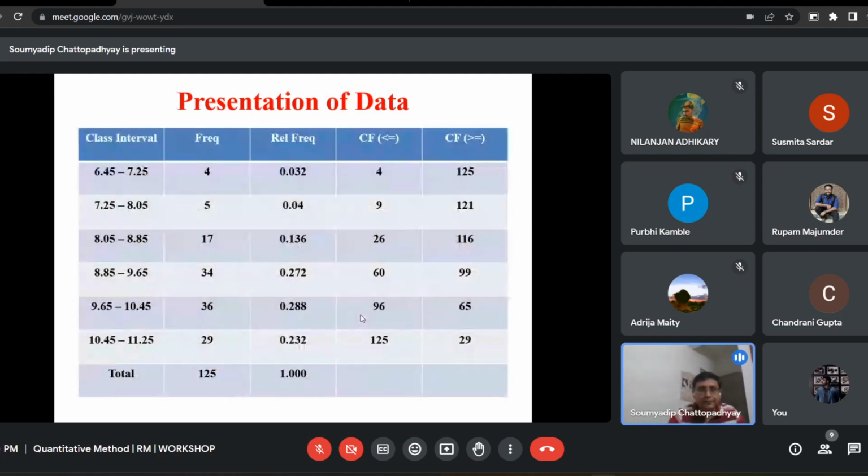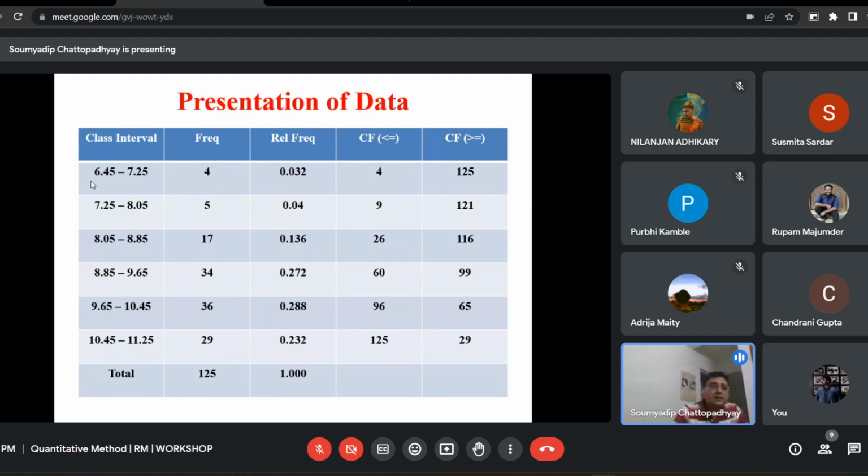Now let me explain this. These are the class intervals. Suppose you observe the heights of 125 trees, and you observe that the minimum height of a particular tree is 6.45 centimeters and the maximum height is 11.25 centimeters. Now you want to represent them in terms of a frequency distribution where the variable is continuous in nature. Then what do you need to do? You need to first define a class interval.